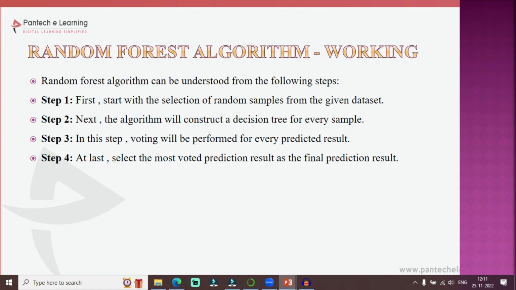Firstly I have to start with the selection of random samples. And next the algorithm will construct a decision tree for every sample. After selection of samples, I am going to construct a decision tree for each and every sample. In the third step, voting will be performed for every predicted result. And finally, I have to select the most voted prediction result as the final predicted result. All these are the different steps involved in the working of this random forest algorithm.